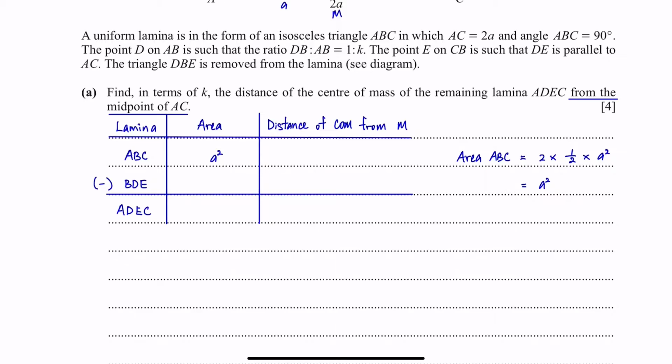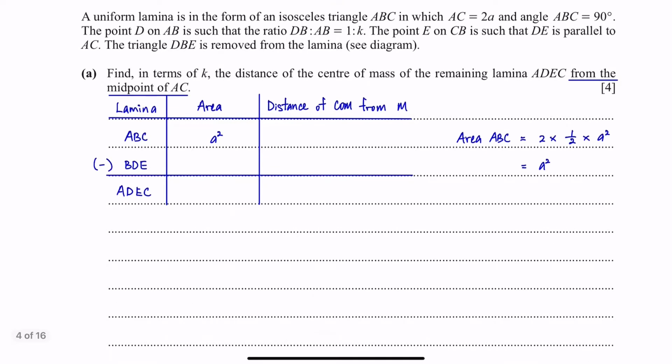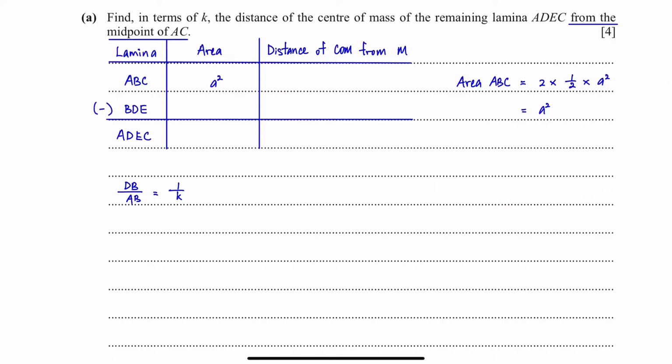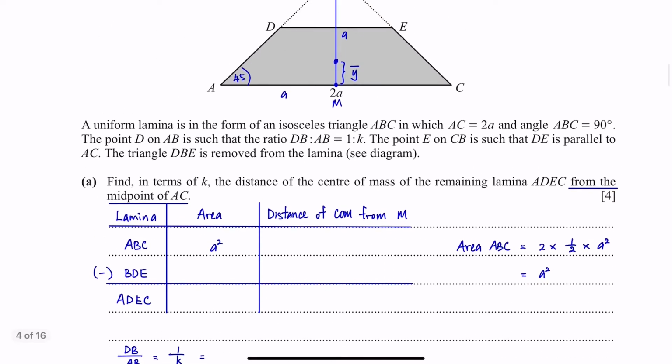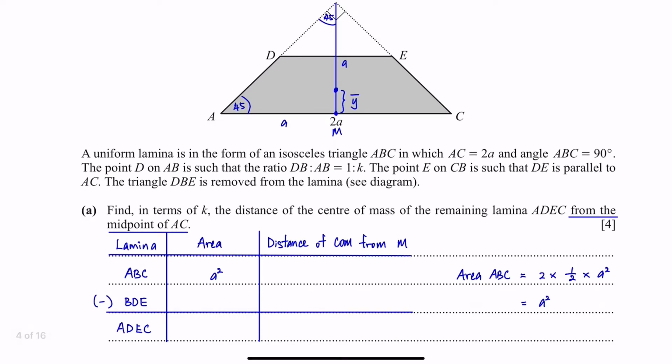BDE would now be a more complicated one. So we know that DB over AB is 1 over k, and this ratio is also equals to, let's call this point X. So the ratio of DB and AB would be the ratio of DX to AM.